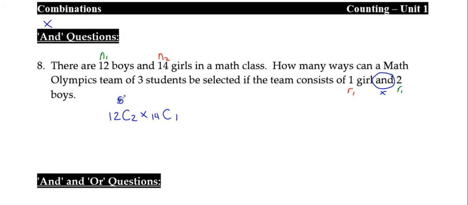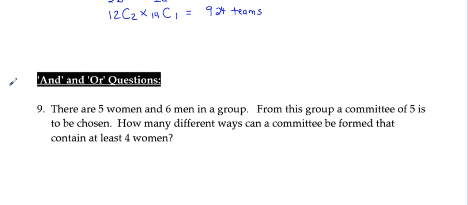So these are the boys and these are the girls. And that works out to 24 teams. So that's a question involving "and". There are some questions that involve "and" as well as "or".